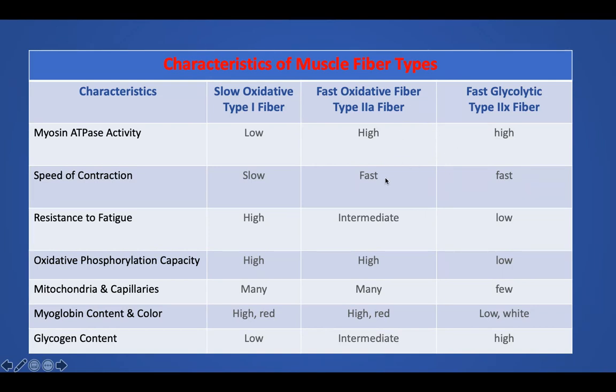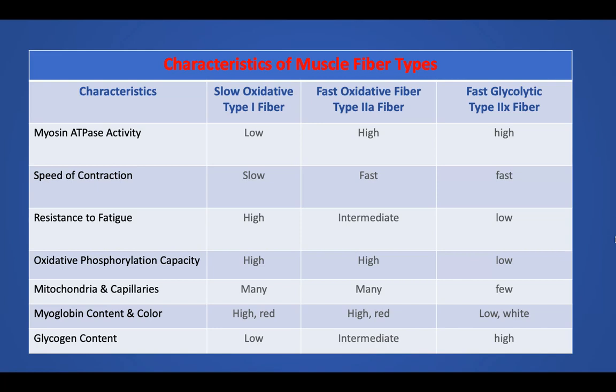Fast twitch fibers can be either oxidative or glycolytic depending on how they're making ATP. And the fast twitch ones use mainly just glucose as opposed to fatty acid and glucose, which are used by the slow oxidative fibers. And the fast glycolytic fibers have a high myosin ATPase activity.